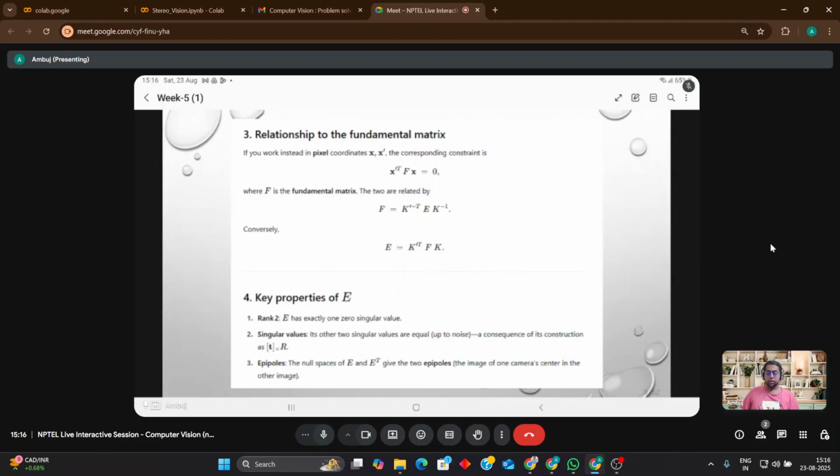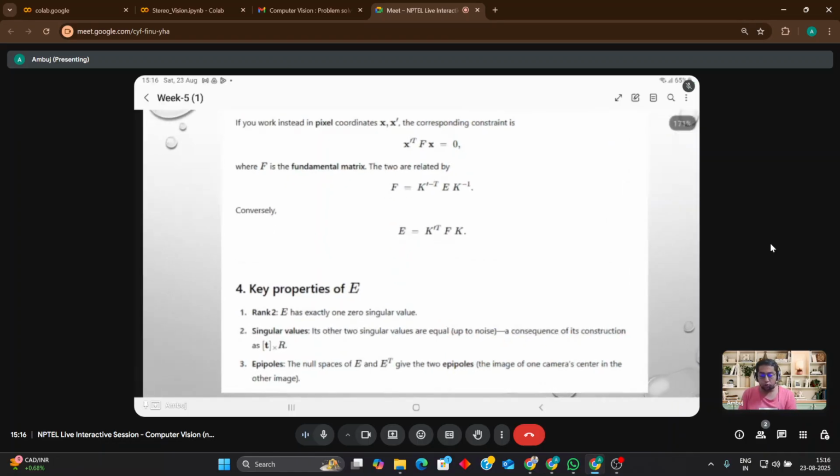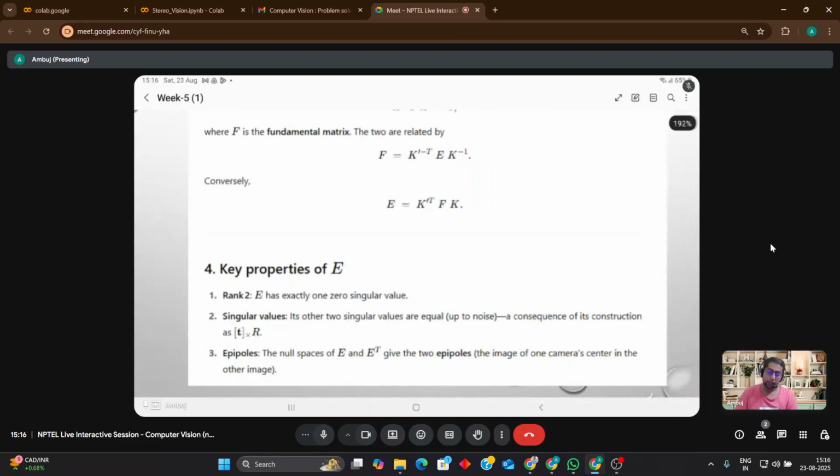Here you try to see what the key properties of E are. E has rank 2, and its other two singular values are equal. This is a consequence of its construction as the skew-symmetric matrix T multiplied by R. And the null spaces of E and E transpose give the two epipoles, the image of one camera center in the other image. These are the three key properties which will always hold.